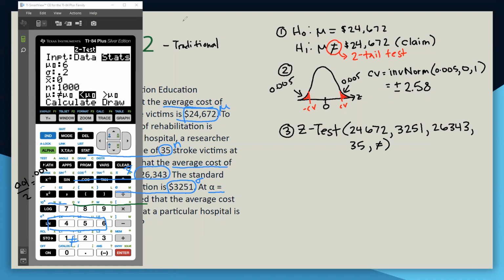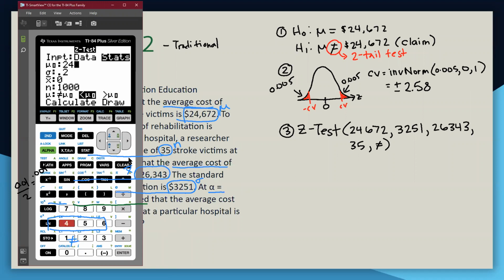If you're doing this on GeoGebra, it's going to be z-mean test. And the order of these numbers will be slightly different. So make sure you write down exactly what you typed in GeoGebra so we know that it's correct. But let's go ahead and type this data into the calculator and see what it spits out.